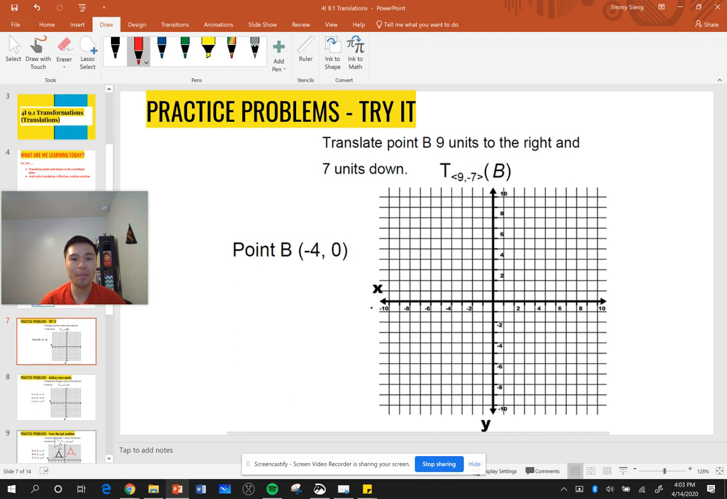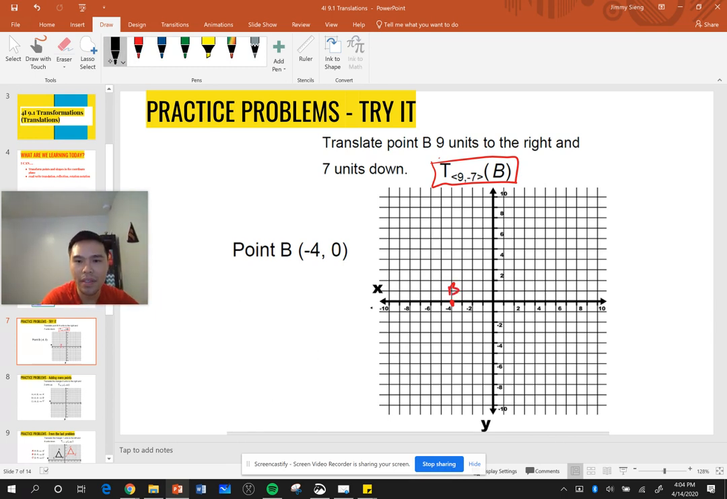So if I was to translate point B, so let's go ahead and put point B, that's (-4, 0), I need to translate it 9 units to the right and then 7 down. I write that as T, and then those little less than and greater than signs, 9, -7, okay? That tells me the direction I'm moving. In parentheses, I'm affecting point B, okay? So this says translate 9 to the right, down 7, and do that to B. So point B is right here.